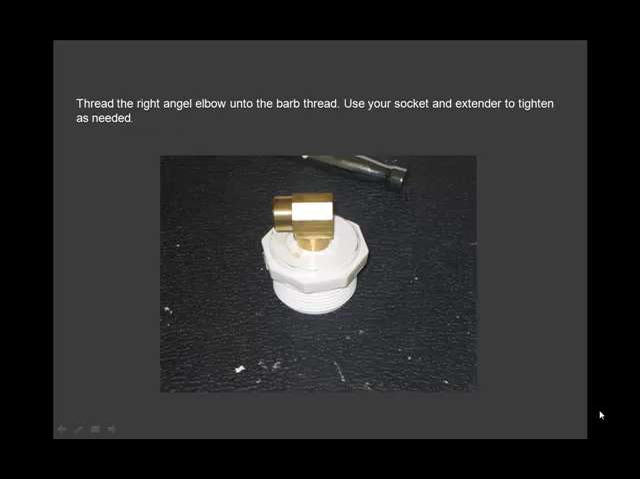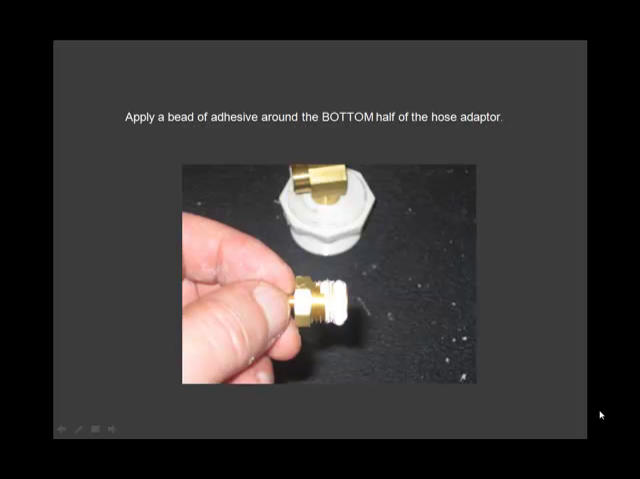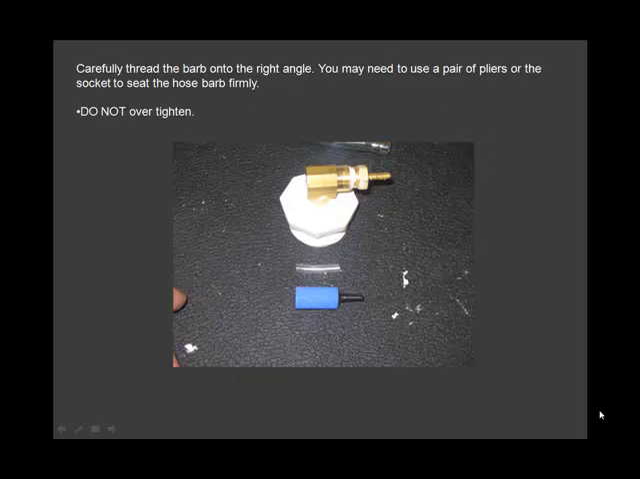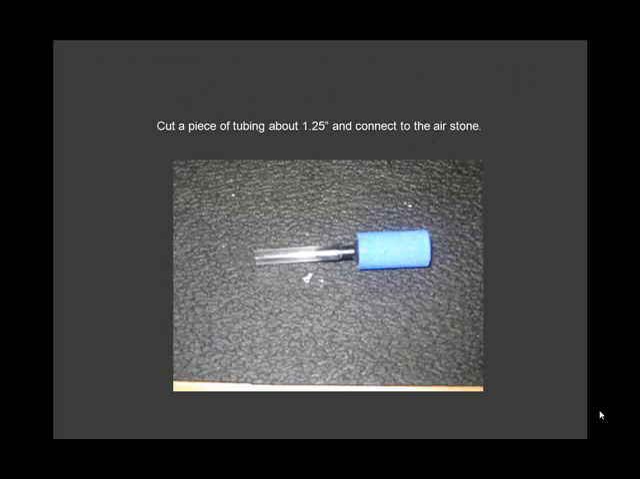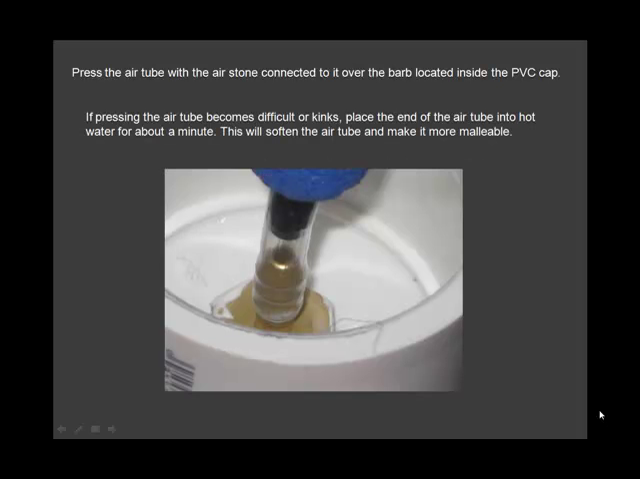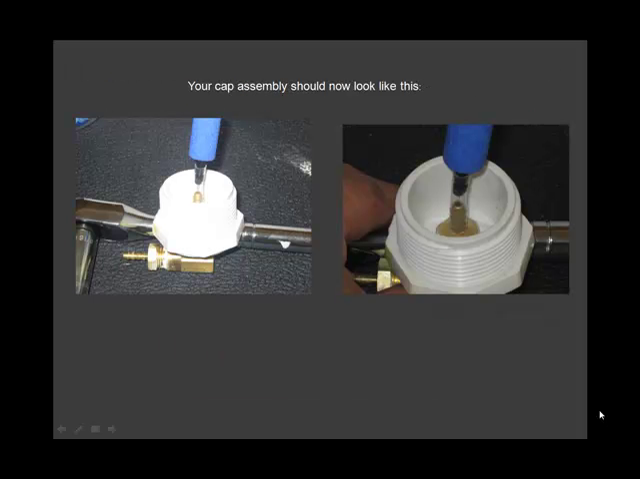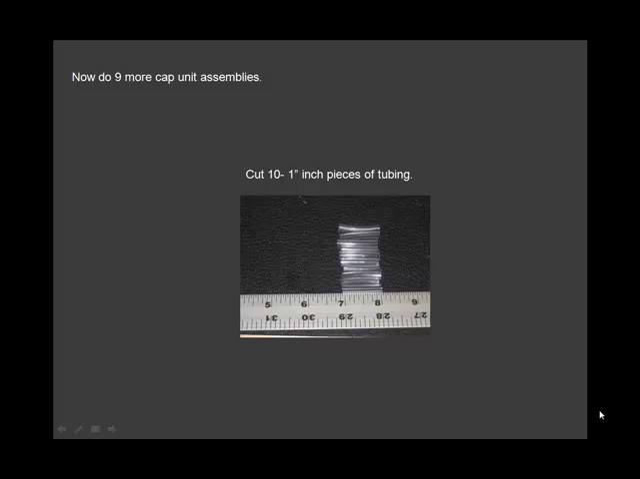Thread the right angle elbow into the barbed thread. Apply a bead of adhesive. Carefully thread the barb onto the right angle. Cut a piece of tubing. Press the air tube with the air stone connected to it over the barb location. Your cap assembly should now look like this. Now do 9 more cap unit assemblies.